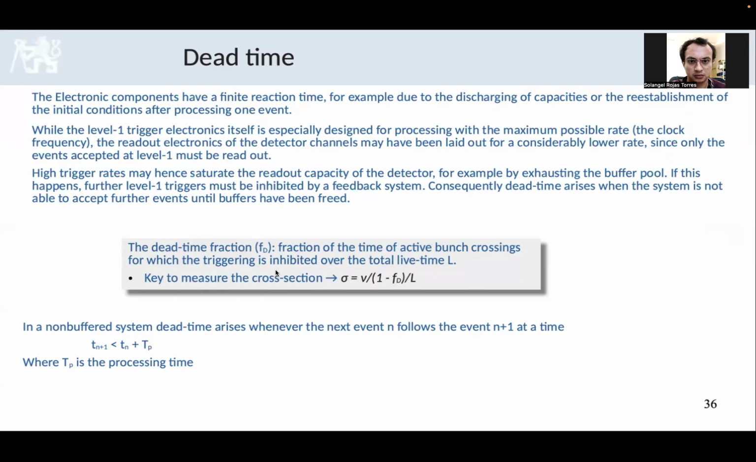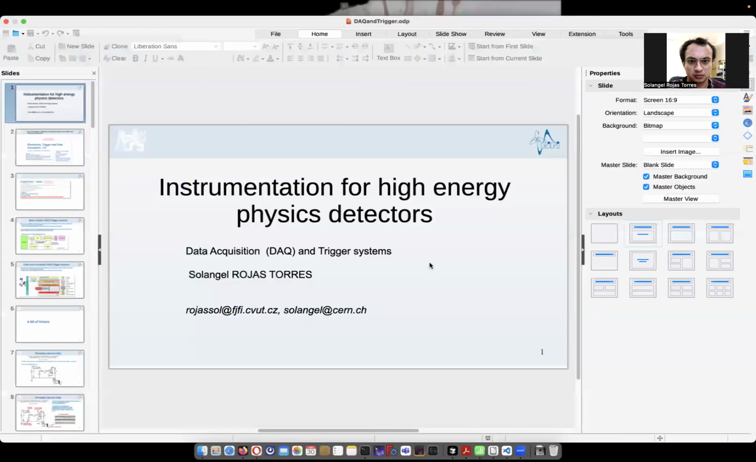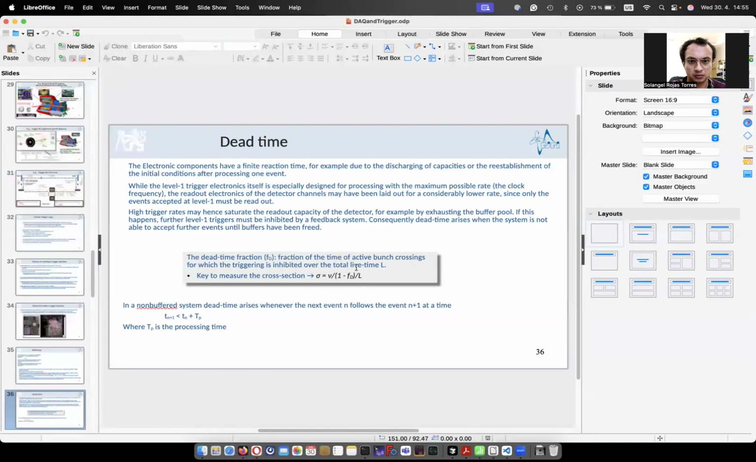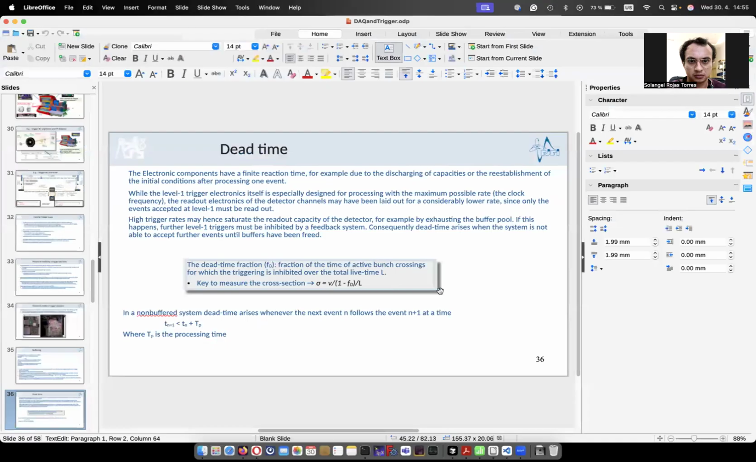And well, we can calculate this. We have the dead time fraction, which is the fraction of time of a bunch crossing for which the trigger is not able to get information. This is luminosity. This is wrong. Where this is luminosity over the luminosity.